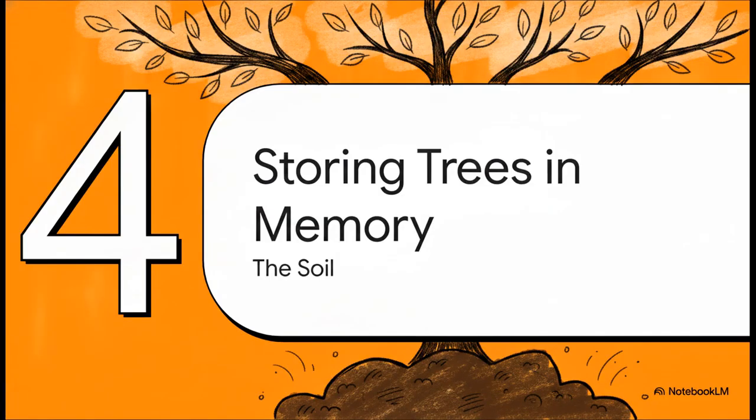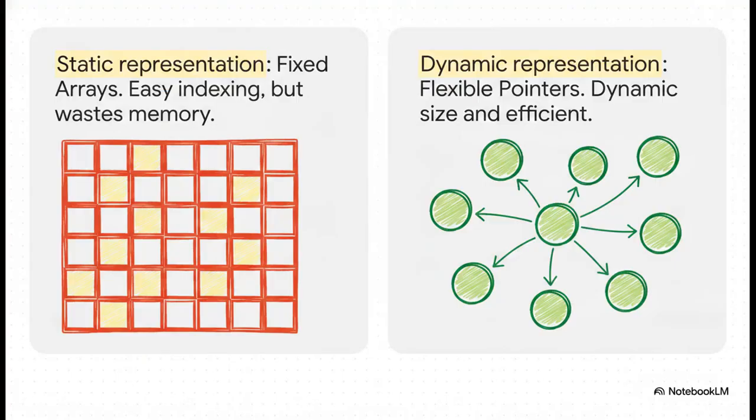That brings us to section 4, storing trees in memory. Basically, the soil they grow in. So we have this beautiful mental model of branches and leaves, but how does a computer actually plant these in its soil behind the scenes? Well, it generally uses two types of representation, static and dynamic. Static representation uses fixed arrays. It relies on strict math formulas, like finding a left child at index 2i plus 1.